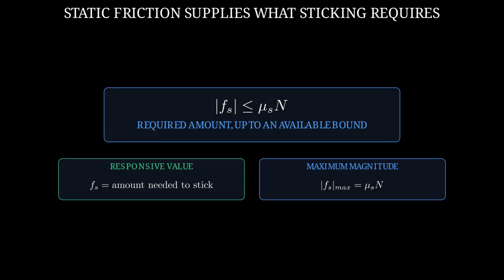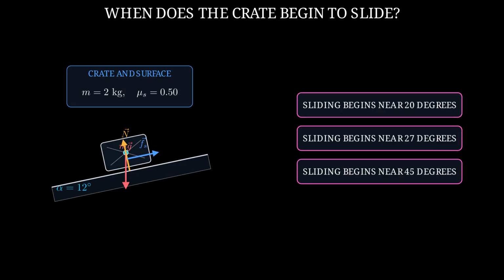The normal reaction controls motion perpendicular to the surface. Friction addresses relative motion along the surface. In the simplified Coulomb model, static friction does not automatically equal the friction coefficient times the normal force magnitude. It supplies the amount required for sticking, but only up to that bound. For this crate, the static coefficient is 0.5. As the pad tilts slowly, will sliding begin near 20 degrees, 27 degrees, or 45 degrees? Commit to one angle before the incline moves.